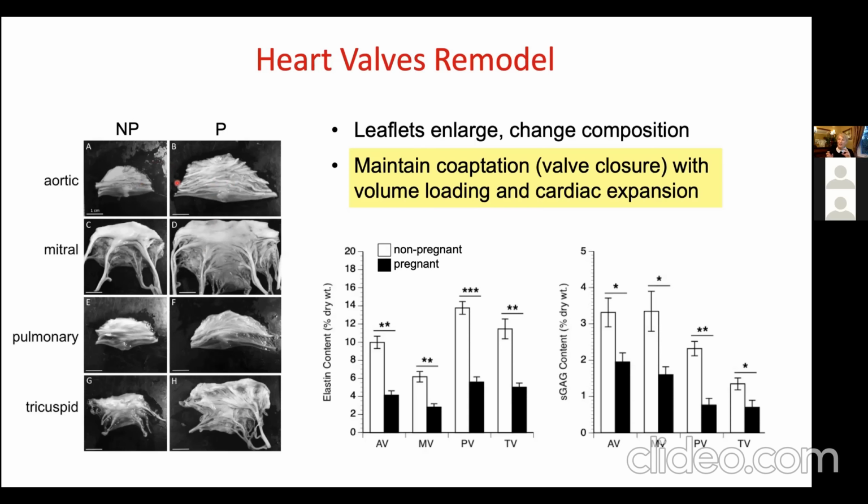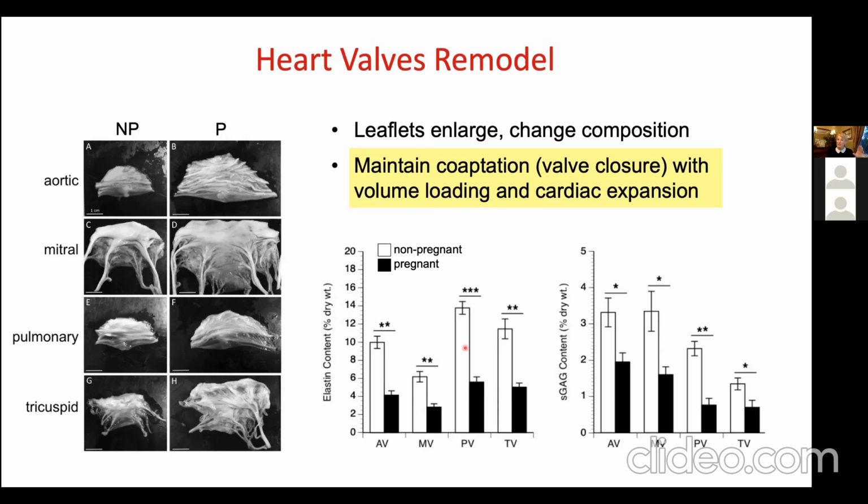Not only that though, their composition is completely changed. The proportion of elastin and collagen, remember I talked about the importance of those two components. So here, for instance, is the elastin content for the aortic valve, mitral valve, pulmonary, tricuspid. And I've got the elastin contents expressed as percentages of weight of the tissue. I mentioned these are mostly collagen. You've got about 10% elastin in the aortic valve in non-pregnant animals. In animals at full term, the elastin content is cut in half or cut by more than half. And that happens across all of the leaflets.